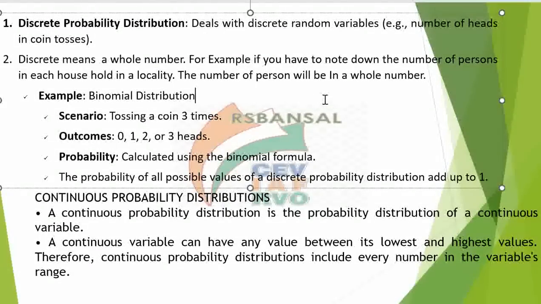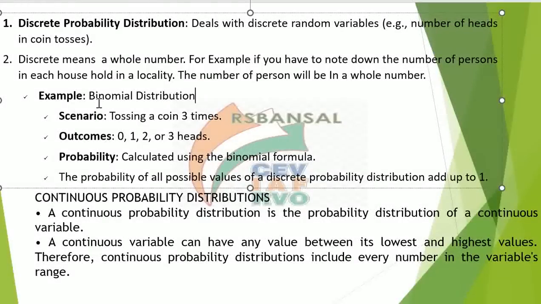For example, if you have to note down the number of persons in each household in a locality, the number of persons will be a whole number. So what does discrete mean? Discrete means whole number.